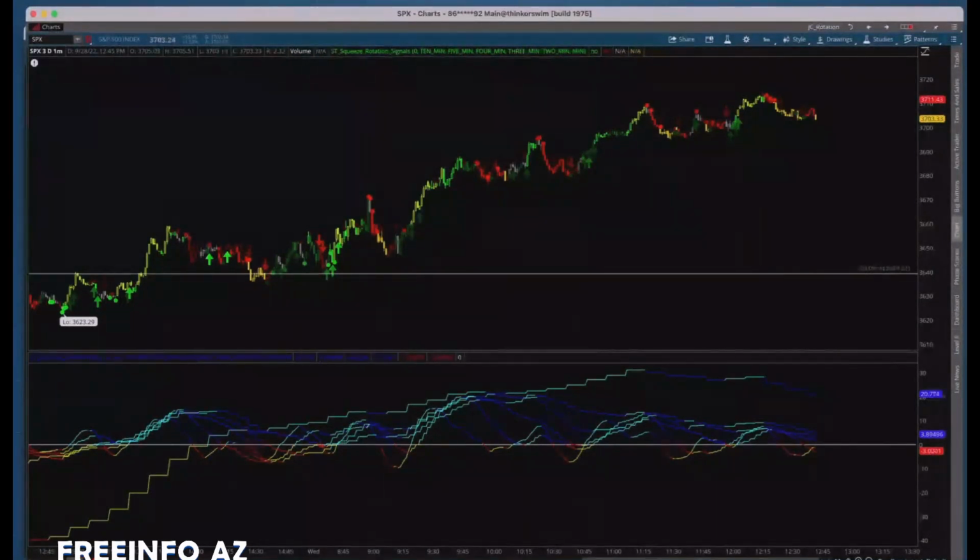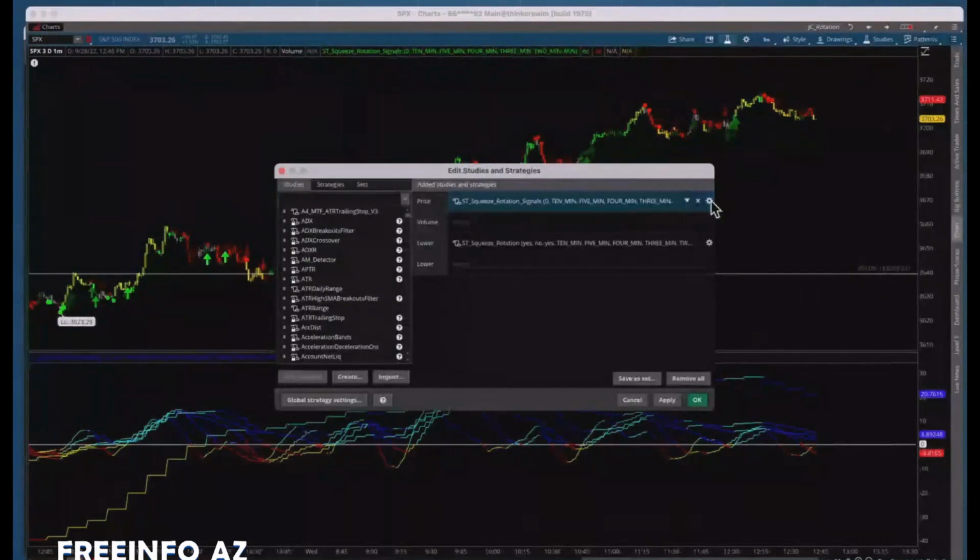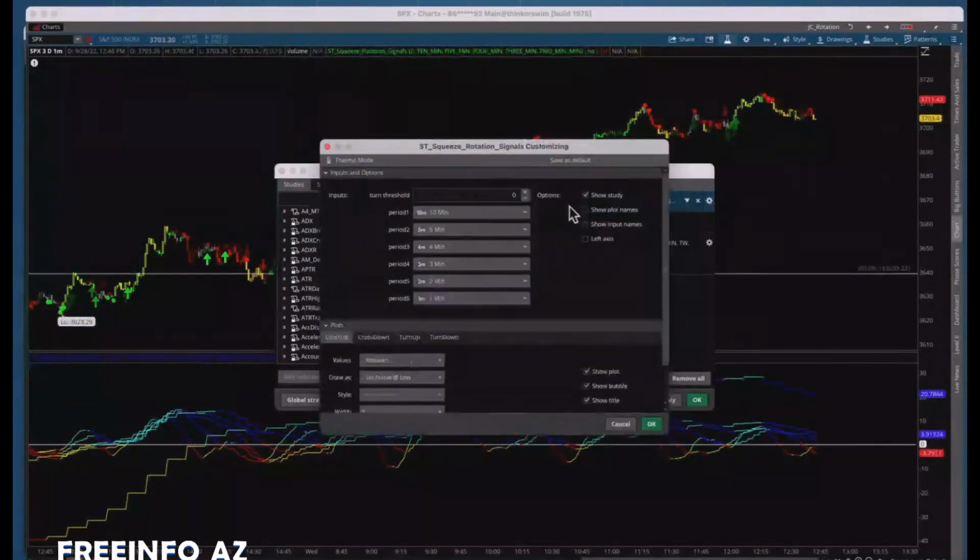Mike, if your charts don't show the dots, then go into the settings for your rotation signals or whatever, any of the signals indicators, and make your turn threshold 0. If you do that, they should all appear.